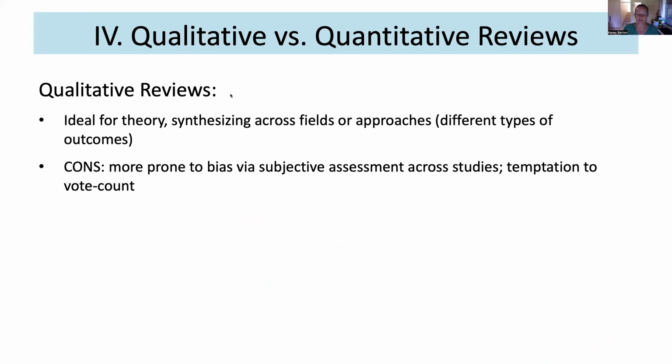And I would say qualitative reviews are great. These are especially ideal if you're talking a lot of theory or you're synthesizing across fields or approaches that are too different in the types of treatments or data that they include that you can't combine them into a single meta-analysis. So it's like the apples and oranges problem. If you have that, then a qualitative review might be the right approach.